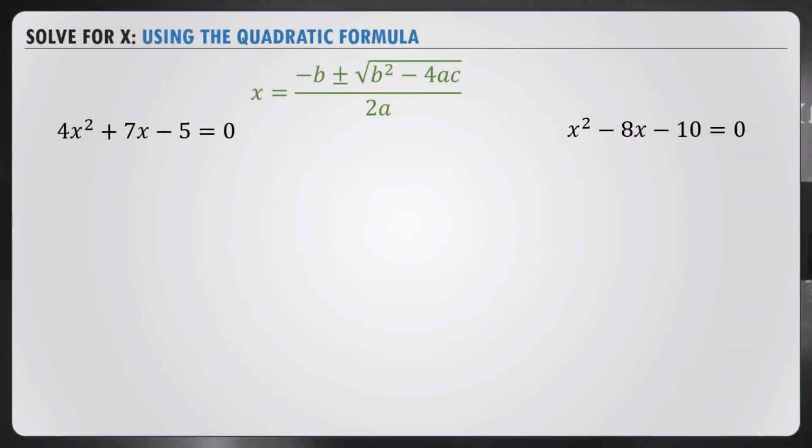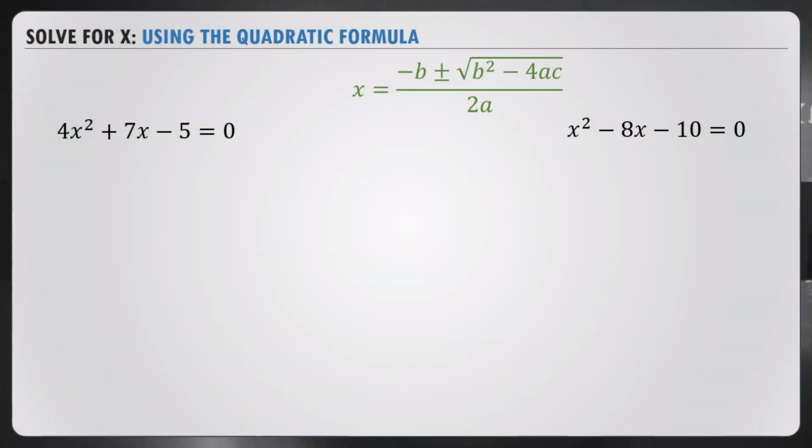The quadratic formula, if you're familiar with it, states that for an equation in the format ax squared plus bx plus c is equal to 0, this is a, this is b, and this is c. You can find x using this formula: negative b plus or minus the square root of b squared minus 4ac, over 2a. It is good to memorize this equation. It is going to be very useful in solving these kinds of problems.